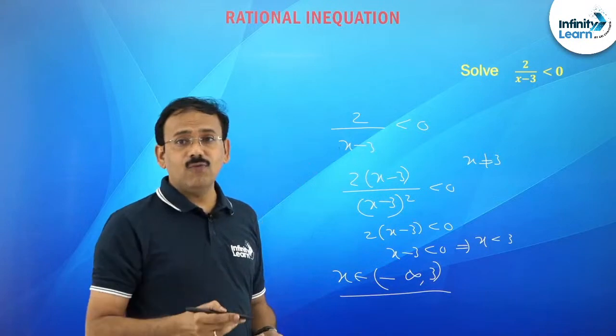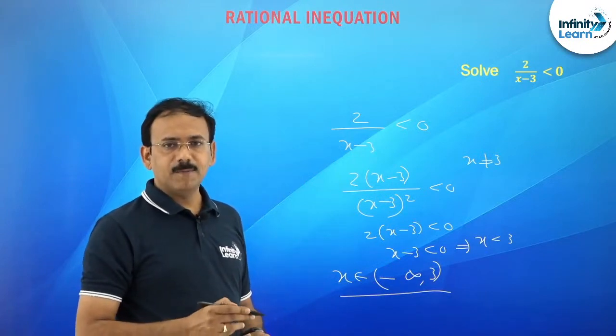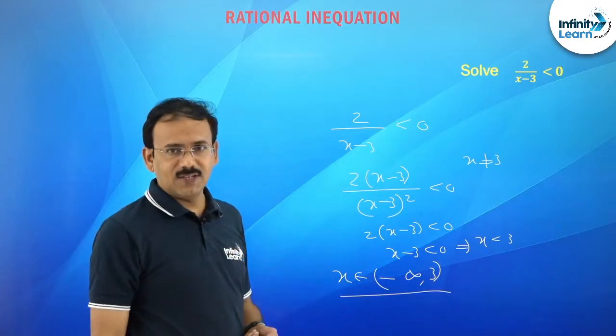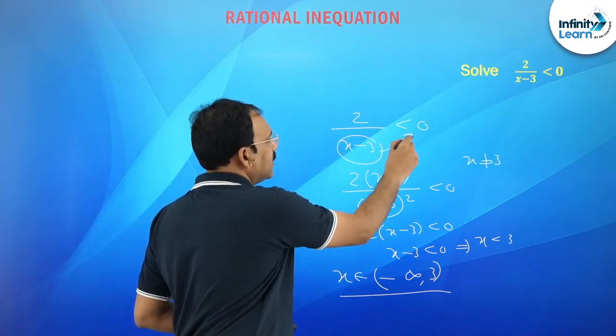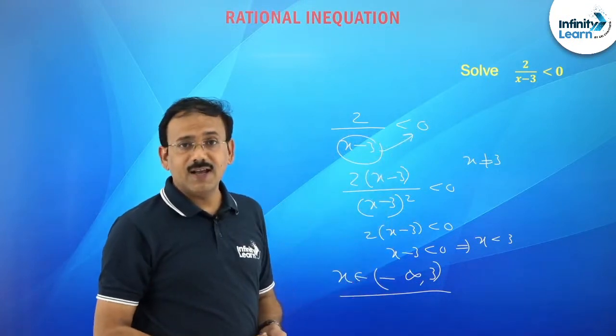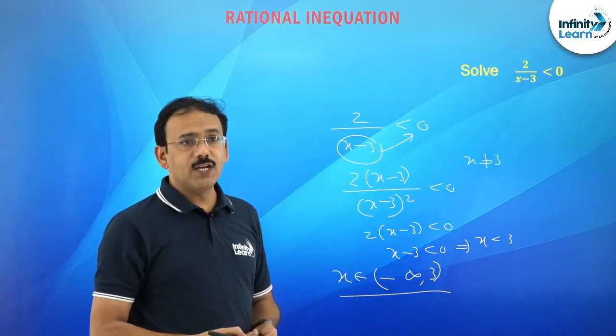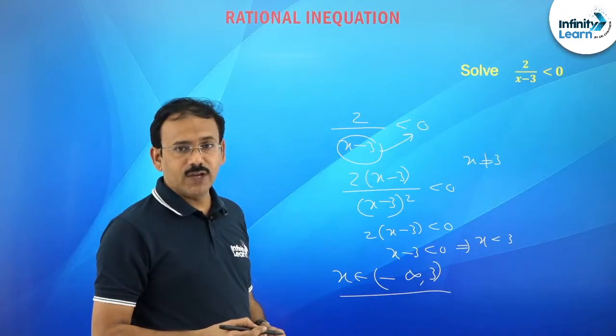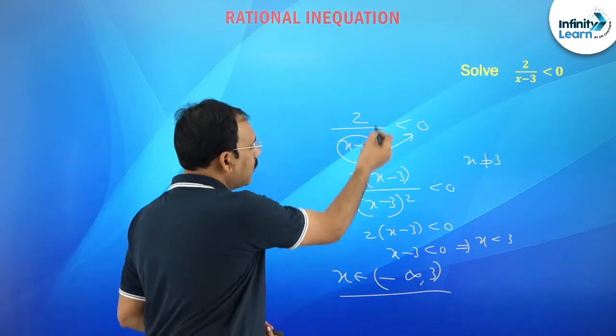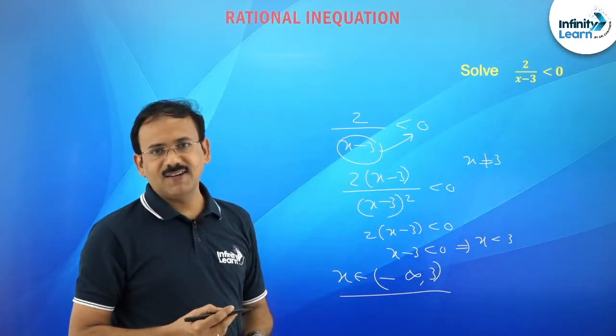This is how we handle rational inequations, friends. Many students try to multiply this side, which is a wrong notion, because we do not know the sign. So you have to multiply the same in the numerator and denominator.